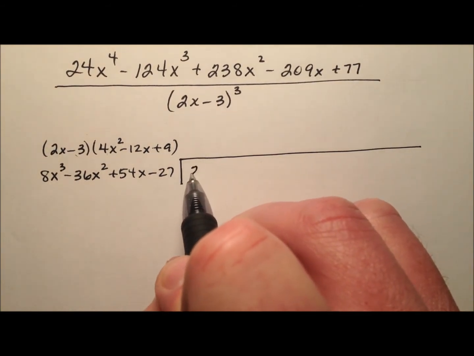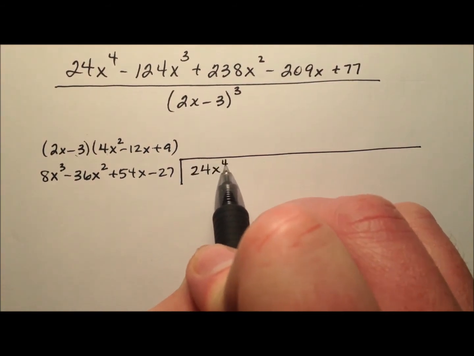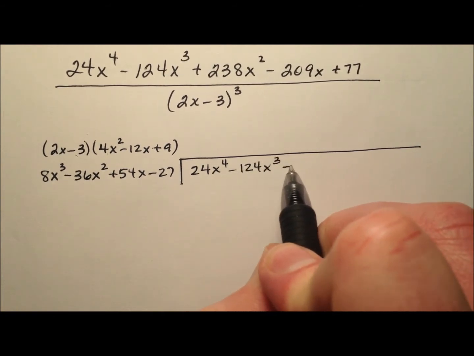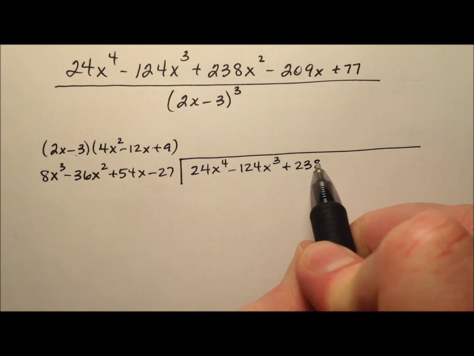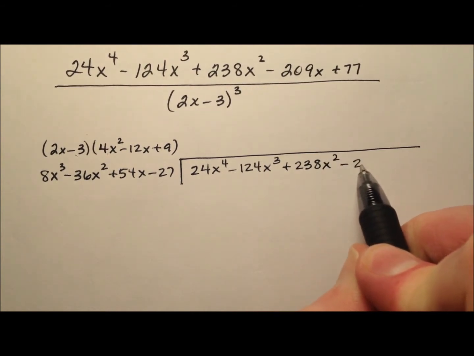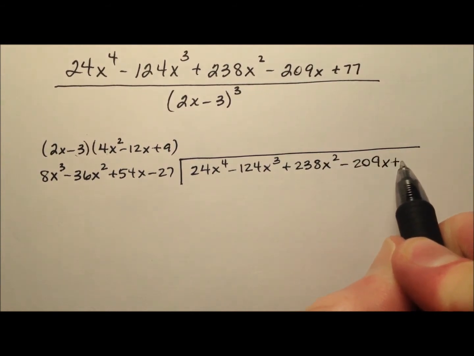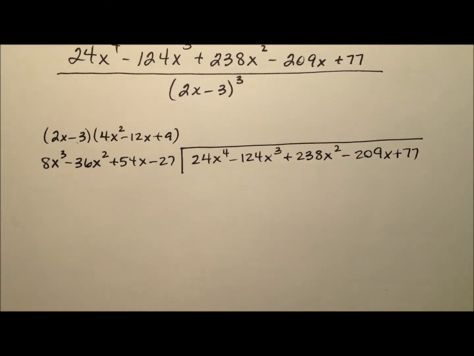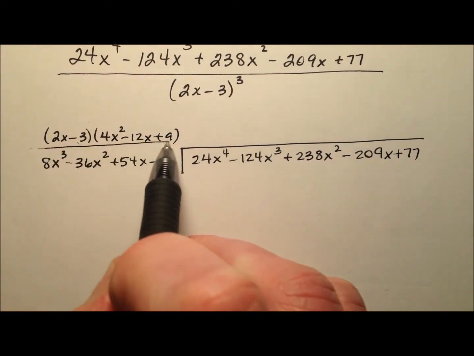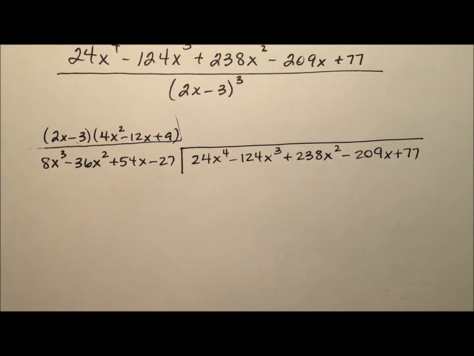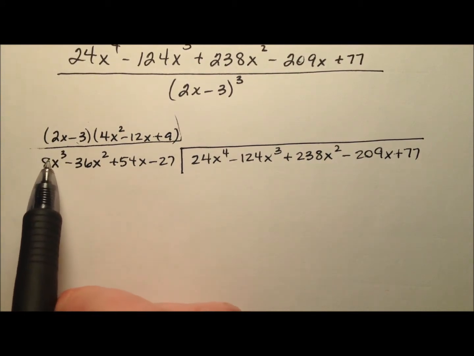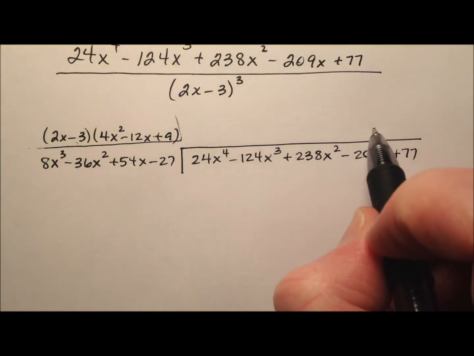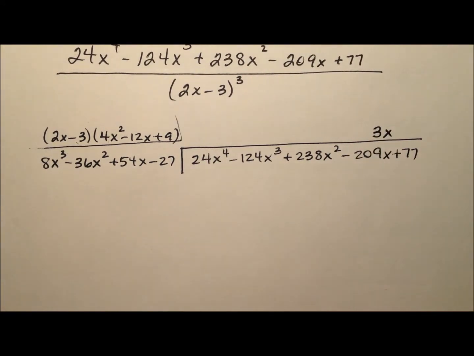So let's do it using long division, so 24x to the fourth, and then we have 124x cubed plus 238x squared minus 209x plus 77. Okay? And we can kind of ignore this guy here for a second. That was just our work. So what do we need to multiply by 8x cubed to make 24x to the fourth? Well, it looks like 3x. So I'll put him right there.